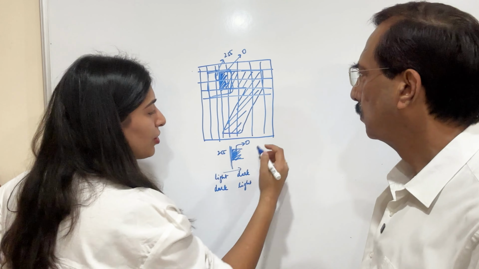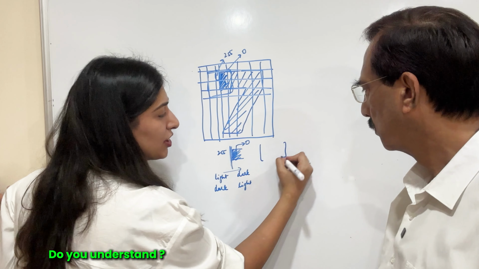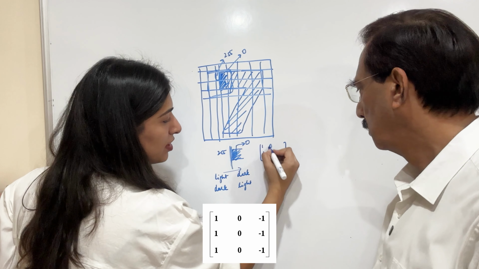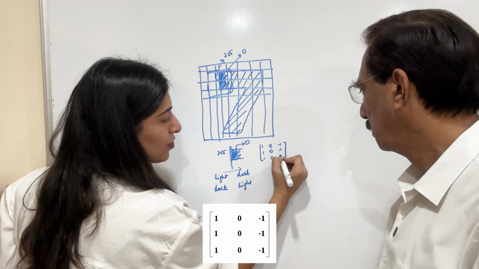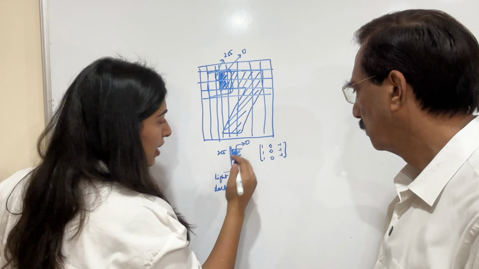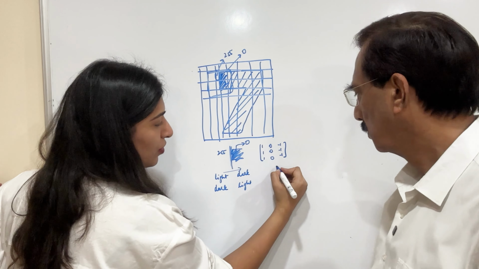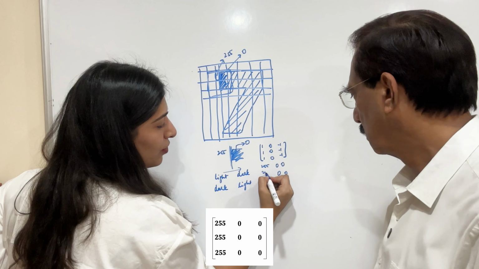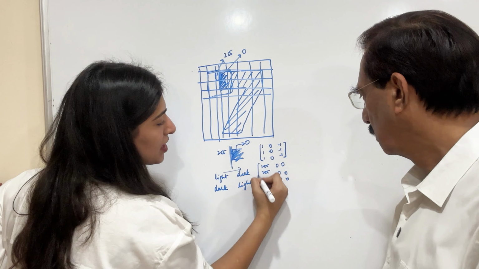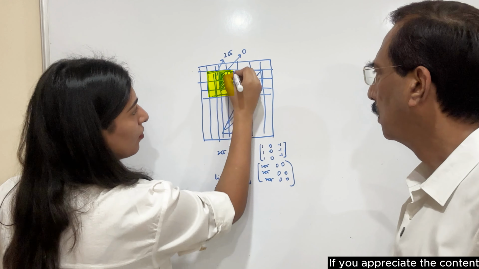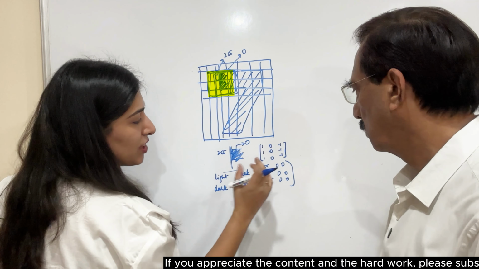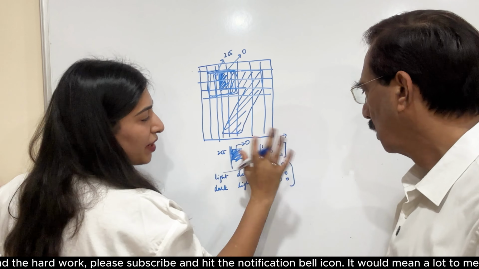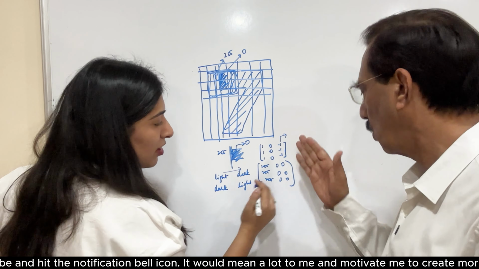Now I'm going to take a 3 by 3 matrix. You understand what a matrix is? Yes. So I'm going to take 1, 1, 1, 0, 0, 0 and minus 1, minus 1, minus 1. Currently the pixels are going to be something like 0, 0, 0, 0, 0 and then 255, 255, 255. I'm just considering this part of the image right now. Suppose there are 3 by 3 pixels over there and this is one extra matrix that I'm taking near the edge.